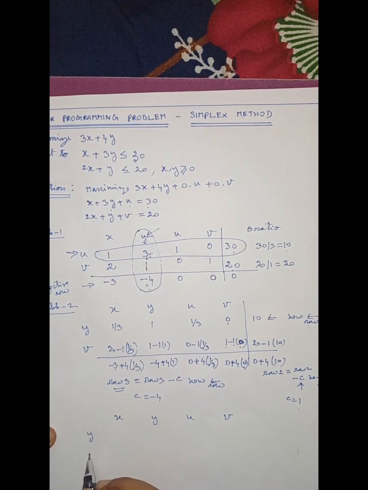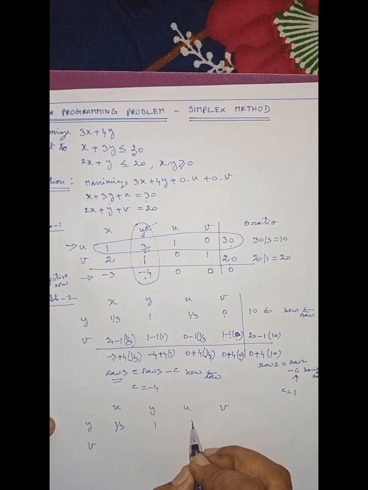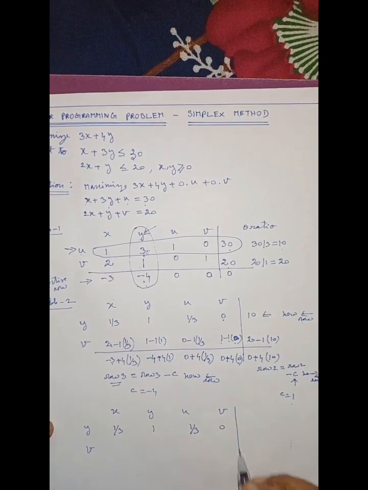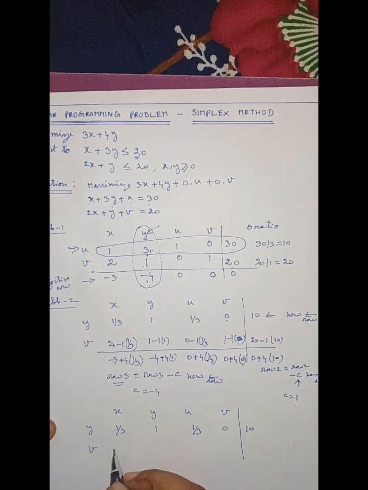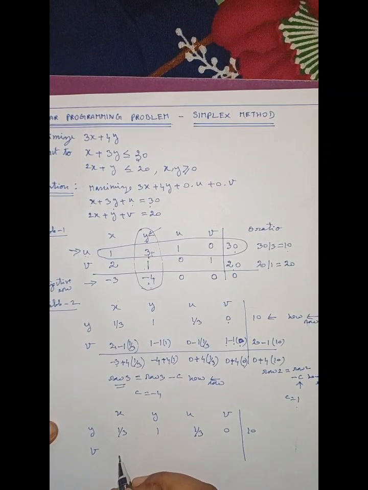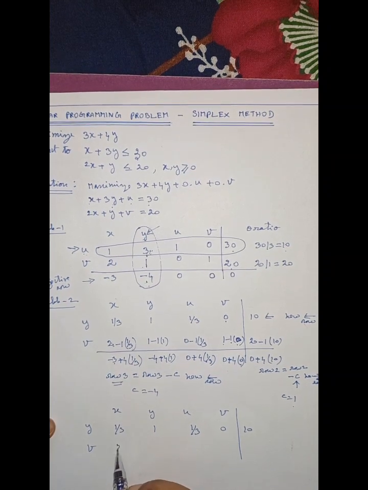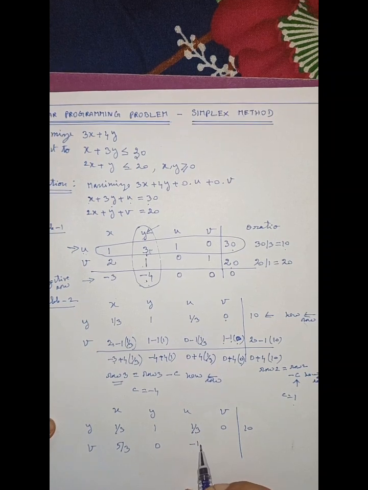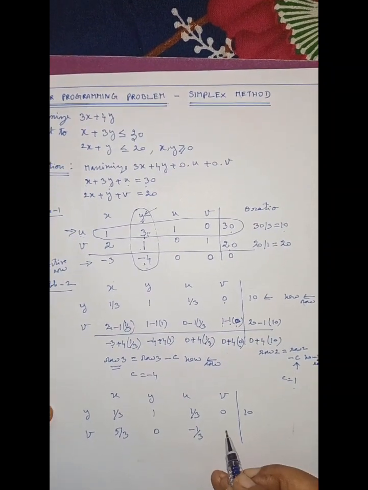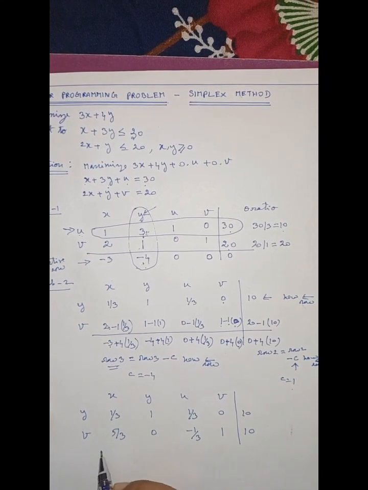Now if you simplify these values, we'll be getting the second table as x, y, u, v. Here it is going to be 1 by 3, 1 by 3, 0. And the last column value is 10. And here, if you simplify 2 minus 1 into 1 by 3, we'll be getting 5 by 3. Here 0, minus 1 by 3. Then the next one is 1. The next value is going to be 10.